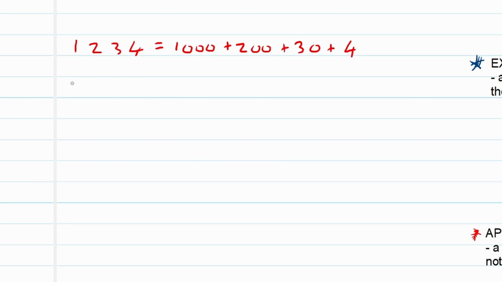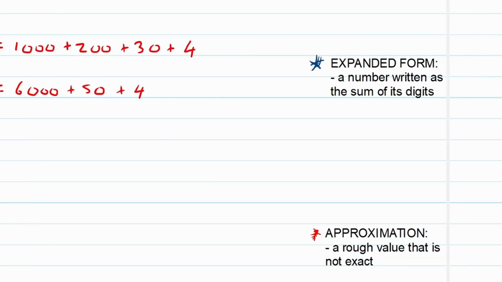Let's do another example. Let's say, for instance, this is 6054. Its expanded form will look as follows: 6000 plus 50 plus 4. So again, a number written as the sum of its digits. Here we have the digits that we expand into the sum of these various digits.